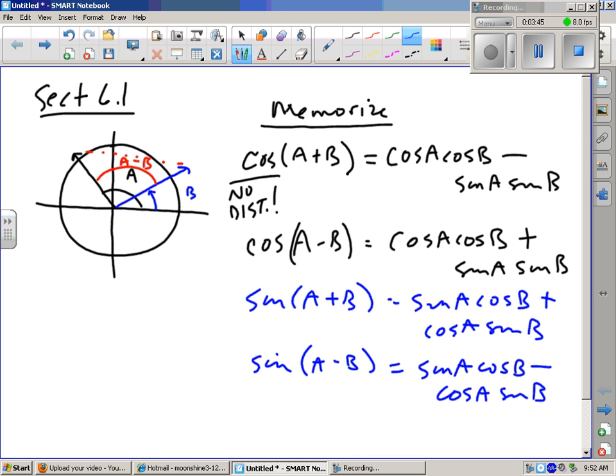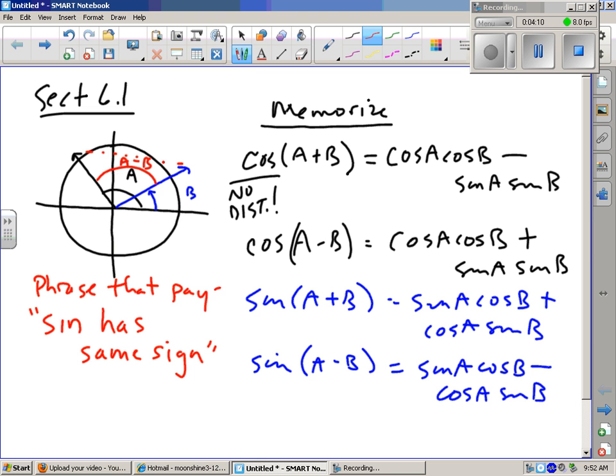All right, now that looks like a lot of very confusing stuff. But the phrase that pays that you have to remember is: sine has same sign. Okay, that is the phrase that pays. Now let me explain what that means. Look at the signs. They're both pluses. They match. So the sine has the same sign as it starts with.